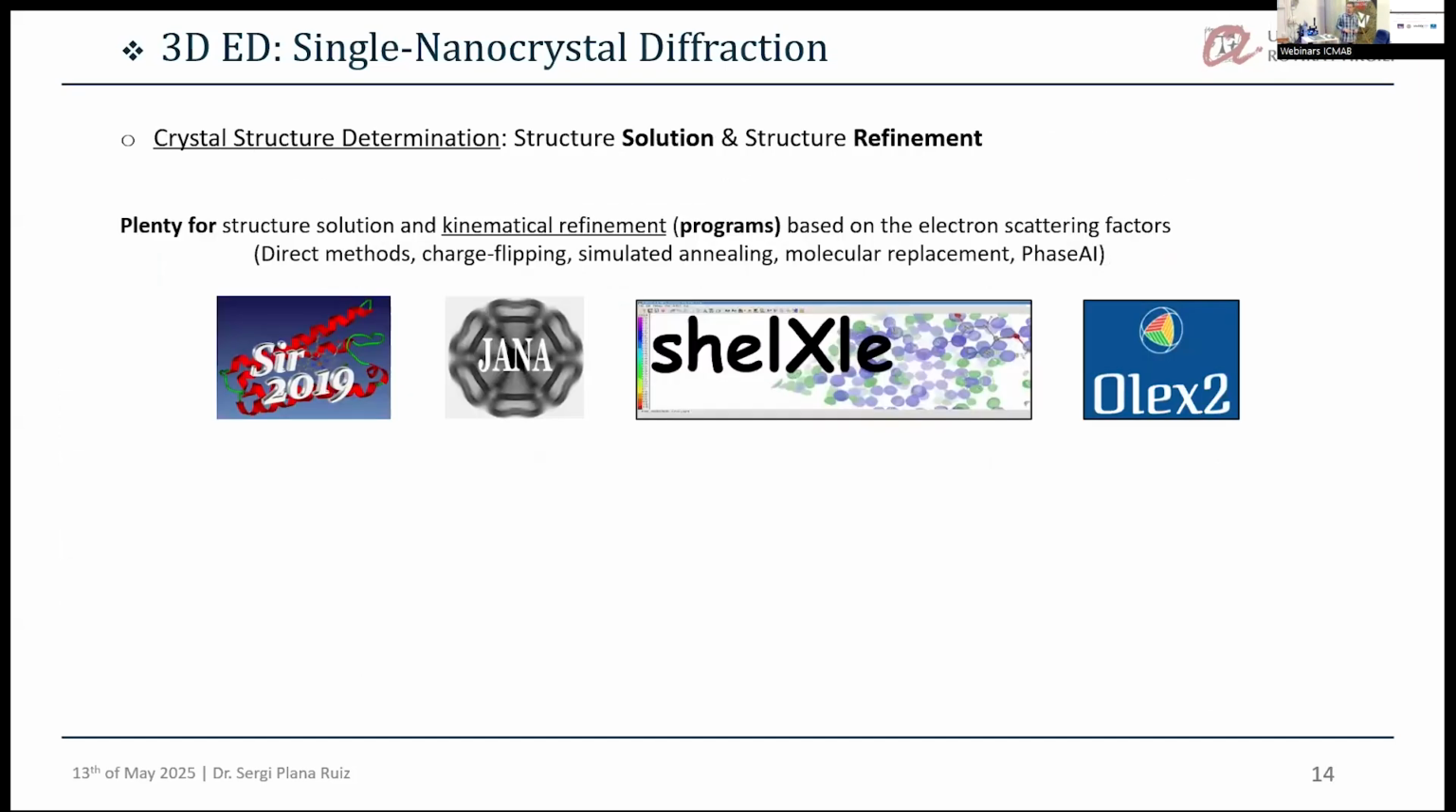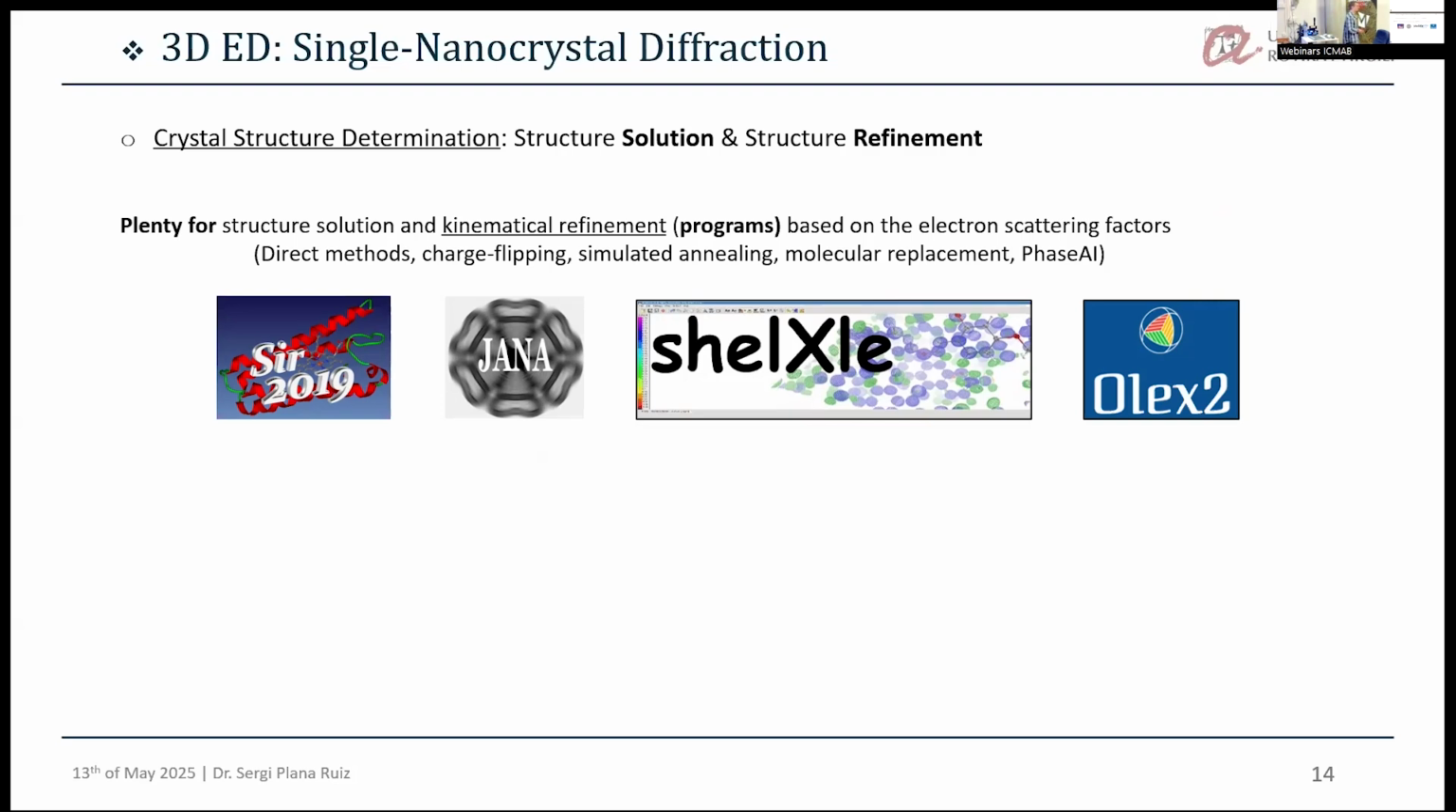Good. With this information, we can go to any program that solves structures nowadays. Most of the programs nowadays include the electron scattering factors. You can obtain initial structure models ab initio by taking this information plus the composition of your material. Using different methods nowadays, there are also some artificial intelligence algorithms working to solve structures. And then you can perform kinematical refinement.